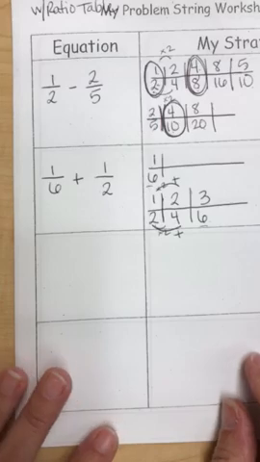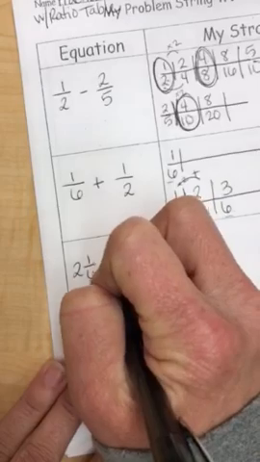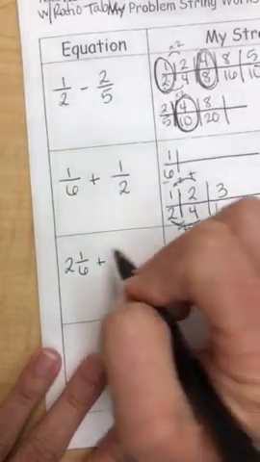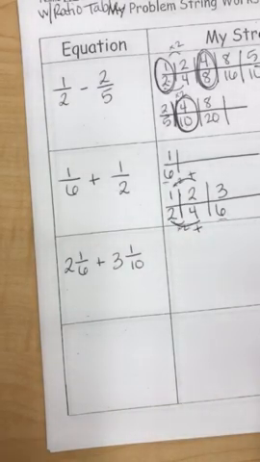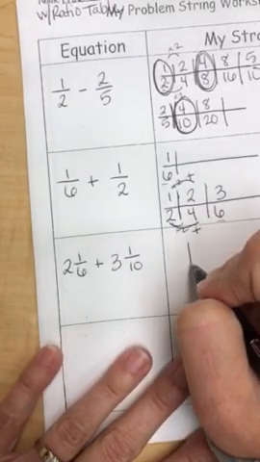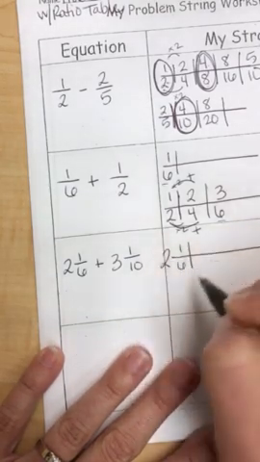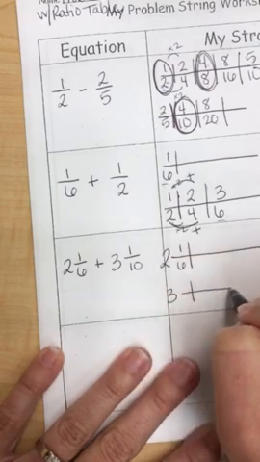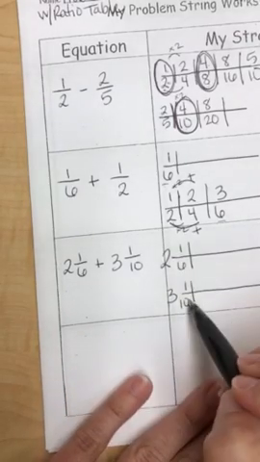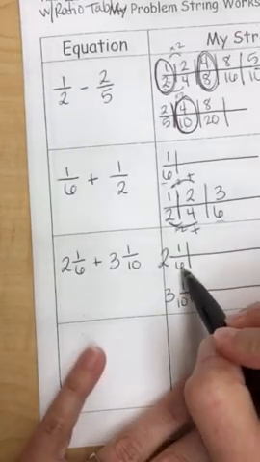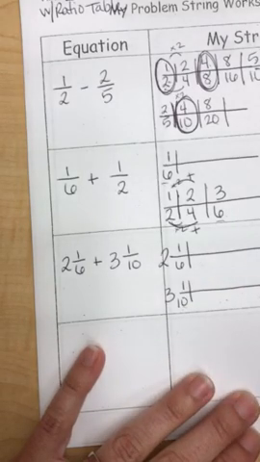My next one, I have 2 and 1/6 plus 3 and 1/10. Okay, so I'm going to go ahead and leave them like this, but I am going to break apart. I'm going to write my 2 right here and 1/6, and I'll write my 3 right here with my 1/10, because I know this is my whole number, but I have to change up my fractions. So I could keep doubling this and see what happens if I can try and get them to have matching common denominators.